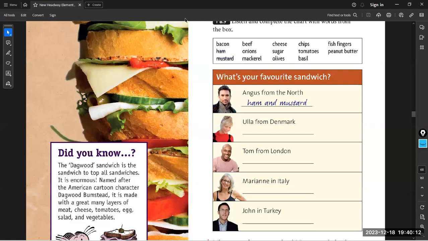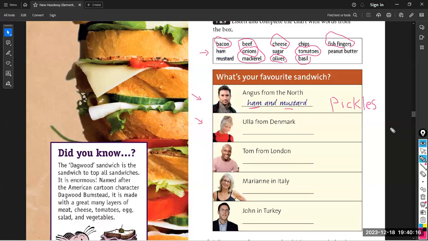What is it made of? Philadelphia, chicken, mushroom, corn, and colored pepper. Red pepper and green pepper, yellow. It's delicious.